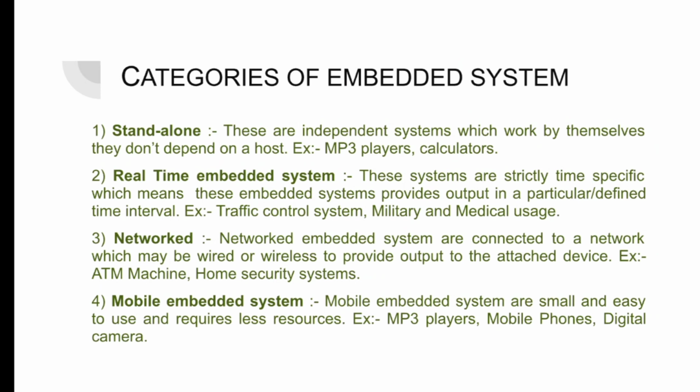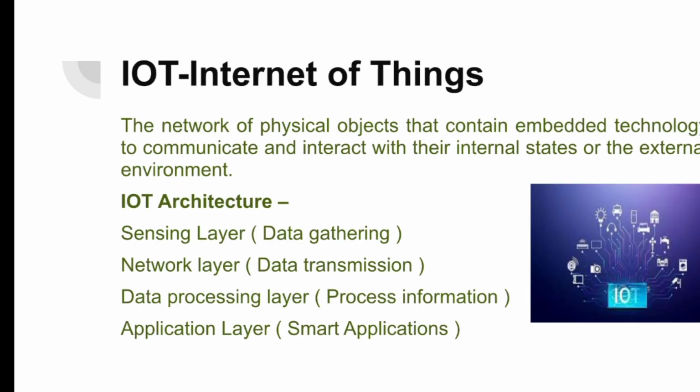We have to explain about IoT, the Internet of Things. It is a network of physical objects that contain embedded technology to communicate and interact with their internal status or external environment. IoT architectures are categorized into sensing layers, network layers, data processing layers and application layers.